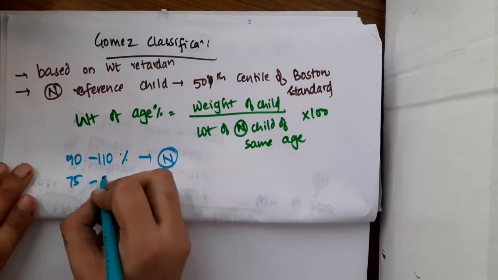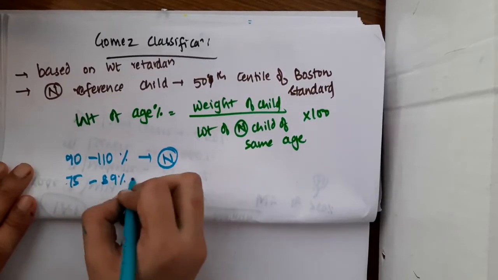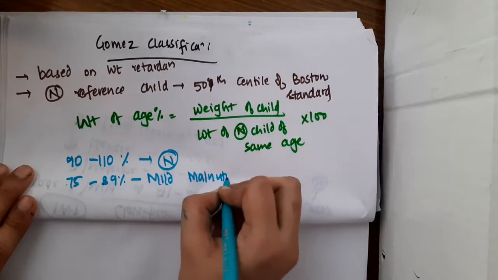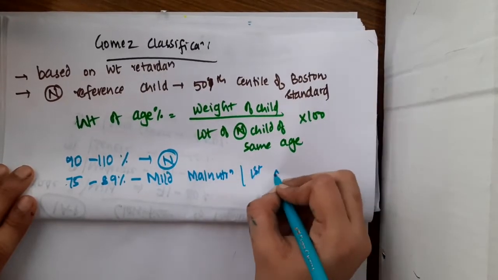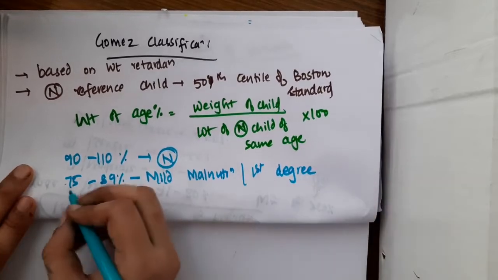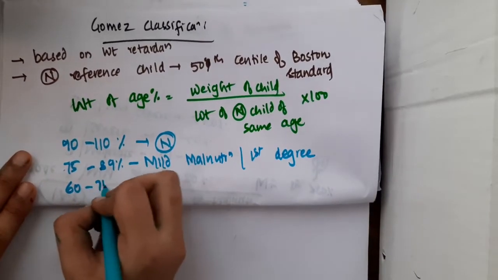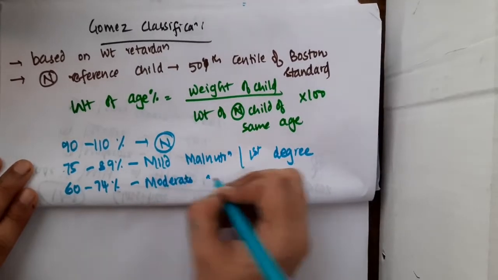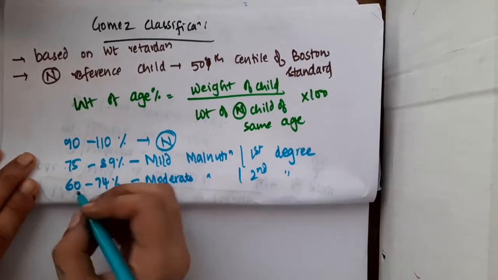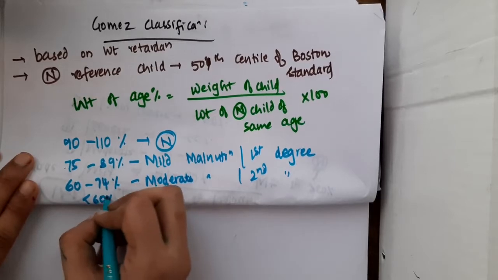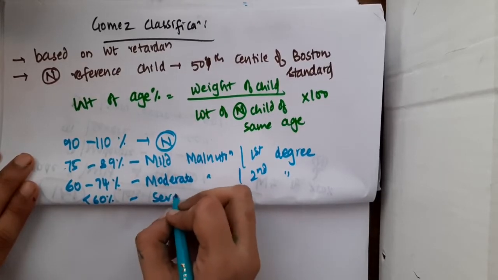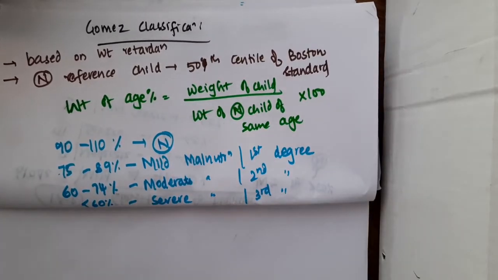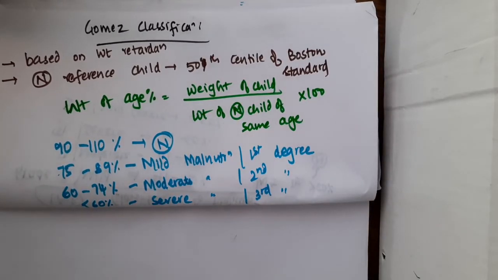If it is 75 to 89%, then we call it mild malnutrition or first degree malnutrition. If this value is 60 to 74%, then we call it moderate malnutrition, also called second degree malnutrition. If this value is less than 60%, then we call it severe malnutrition or third degree malnutrition. So this is the Gomes classification.